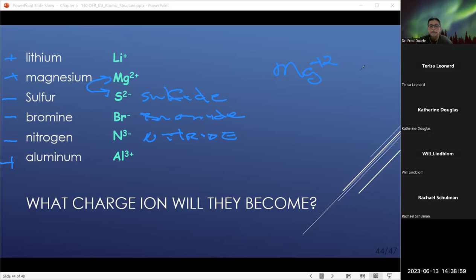So I got the sulfide as a -2. Well, it's a +2 and a -2. I can simply put them together as a 1-to-1 ratio. So its formula would be MgS. Its name would be magnesium sulfide.